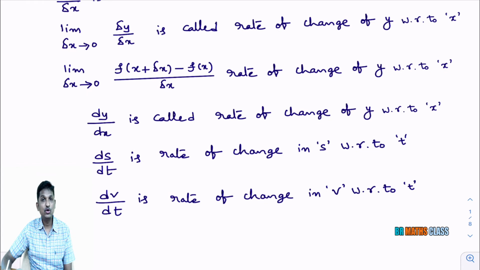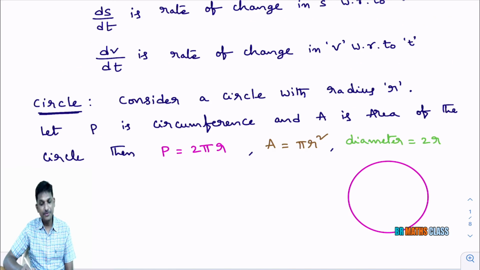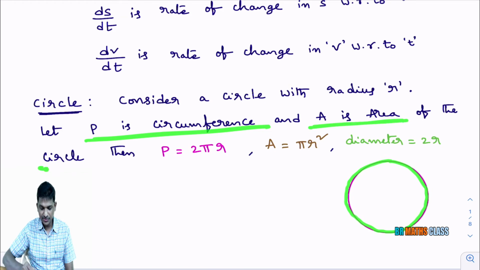As I said, in today's class, I am going to do all the problems related to circle. So, here are a few things we need to know about the circle diagram to do today's class problems. Please observe, I have written some information related to circle. Consider a circle with radius r. Suppose this is the circle whose radius is r units, and P is the circumference. If P is the circumference, A is the area of the circle.